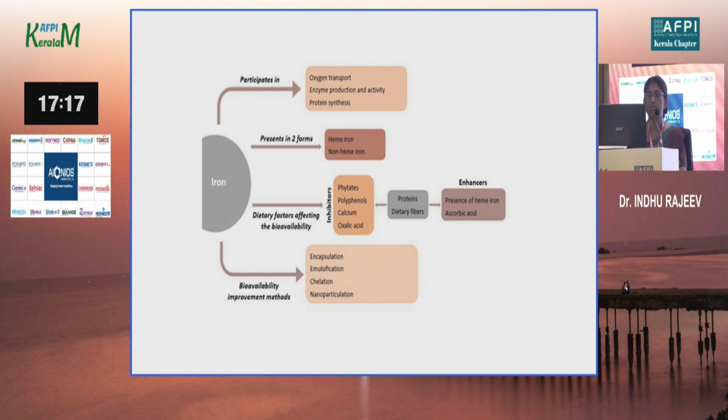It is present in two forms, the heme iron and the non-heme iron. The dietary factors affecting bioavailability: phytates, polyphenols, calcium, and oxalic acids are all inhibitors, whereas enhancers are the heme iron and ascorbic acid. Bioavailability can be improved by encapsulation, emulsification, chelation, and nanoparticulation.